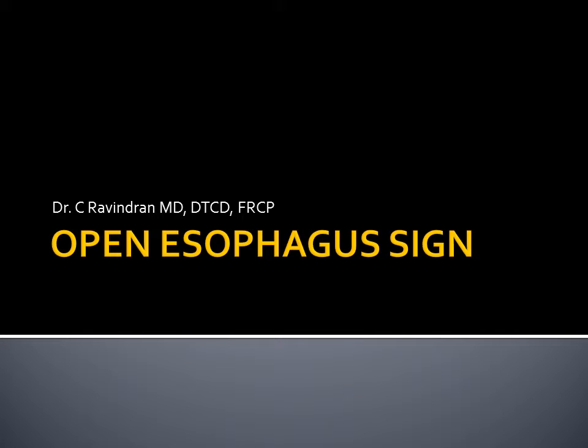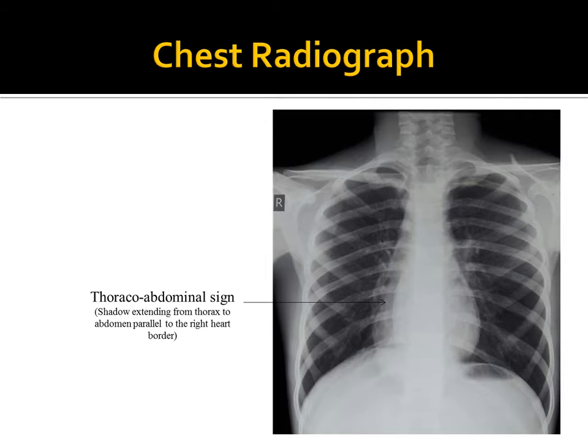Today I am going to highlight a new sign called the open esophagus sign, which is an important radiological sign to diagnose esophageal lesions which may be the cause for aspiration pneumonia. So whenever you have aspiration pneumonia, one of the causes is esophageal lesions, and among these, two important conditions are achalasia cardia and tracheoesophageal fistula.